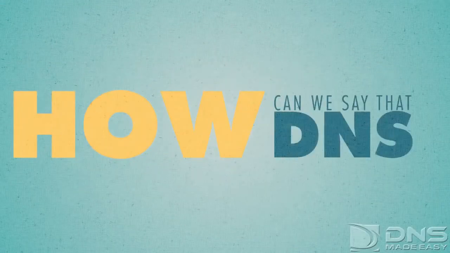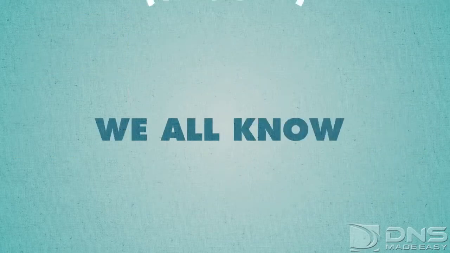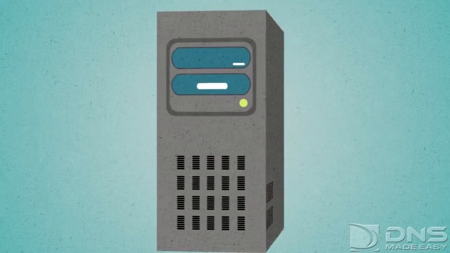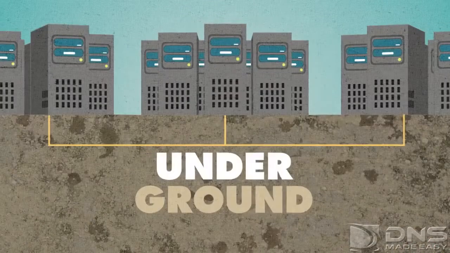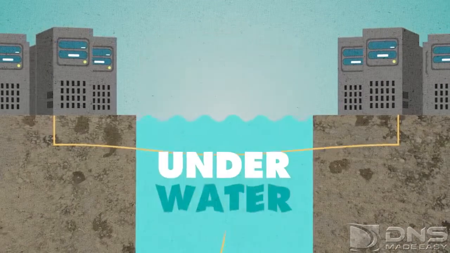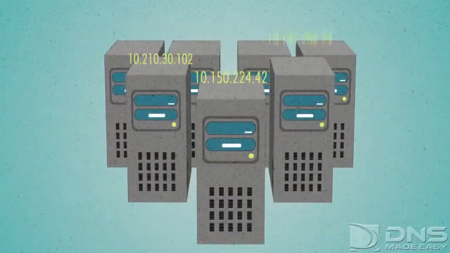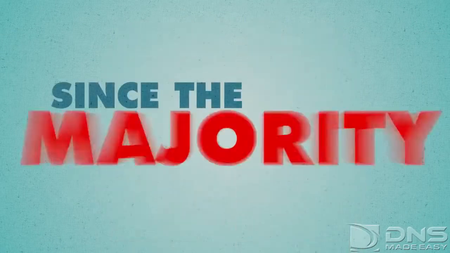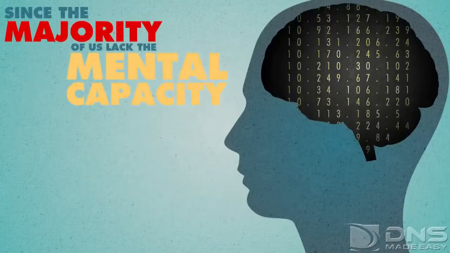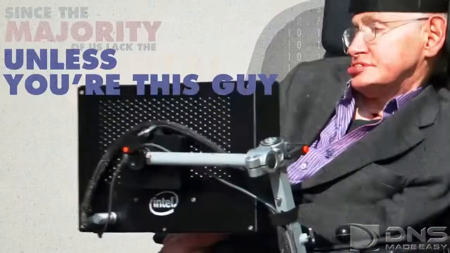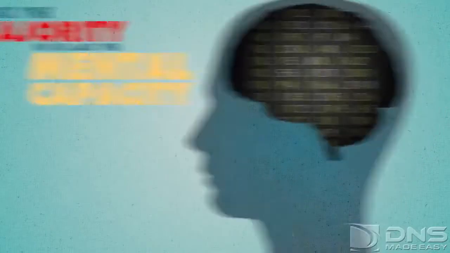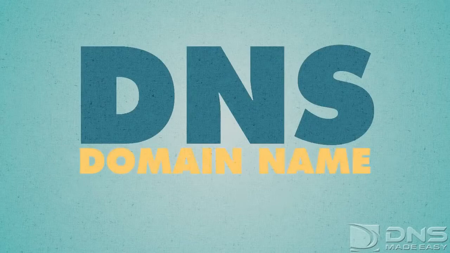How can we say that DNS is this important? We all know, or should know, that the computers that make up the internet are set up in large networks that communicate with each other via underground or underwater wires and are identified using strings of numbers known as IP addresses. Since the majority of us lack the mental capacity to sort through and retain hundreds of numerical series, DNS is used to translate an actual name into these numbers.